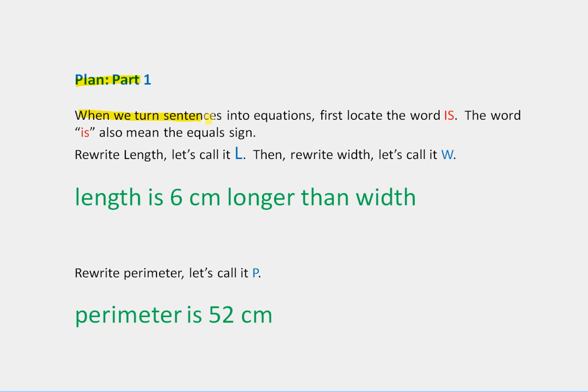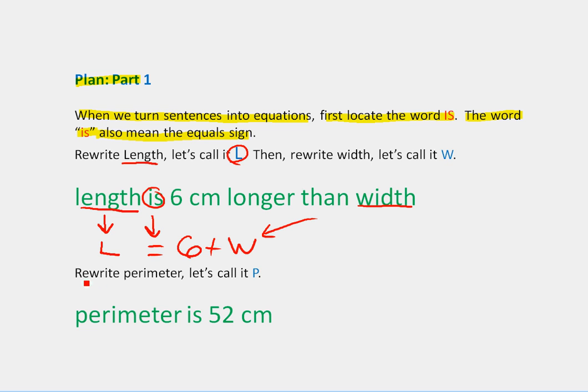when we turn sentences into equations, first locate the word is. The word is also means equal sign. So we're going to take is and write an equal sign in our equation. Now we're going to rewrite length. So length here, we're going to call it L. So we're going to write L here. And then we're going to rewrite width, and we have the width is 6 centimeters longer than, so we have 6 plus the width, or we can have W plus 6. So width is W.